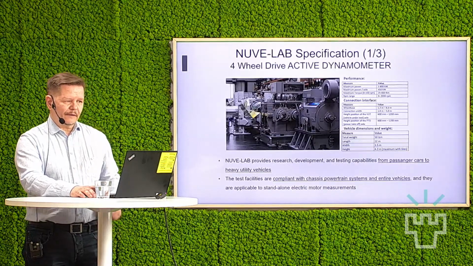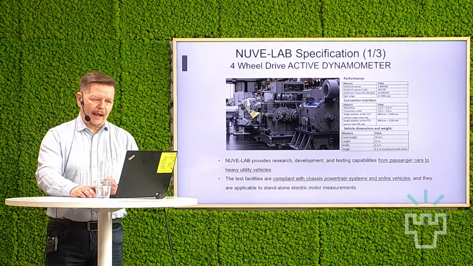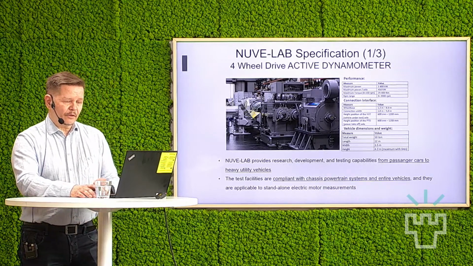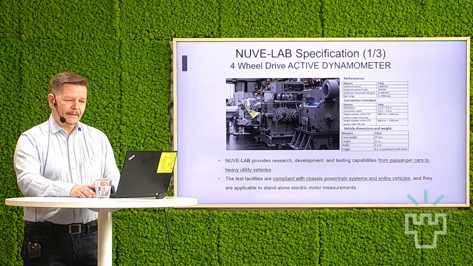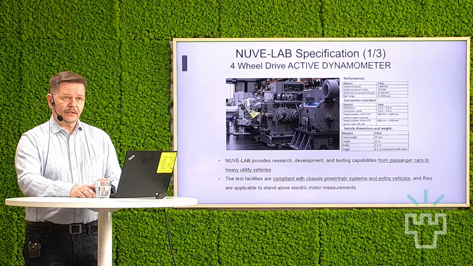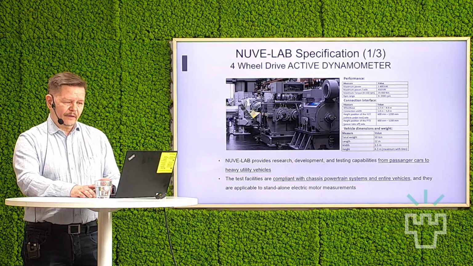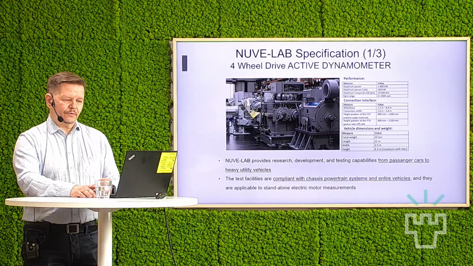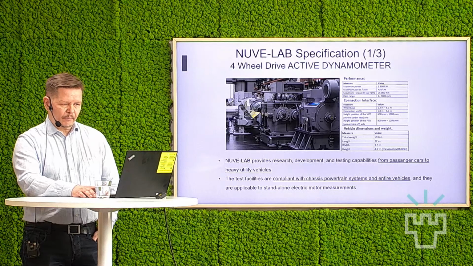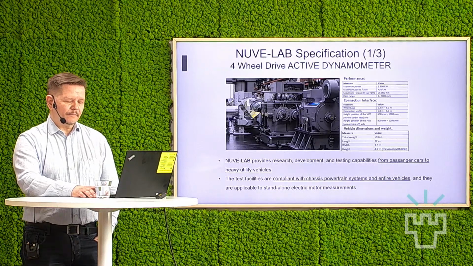The heart of the environment is a four-wheel drive active dynamometer with a maximum power of 1.8 megawatts and maximum torque per wheel of 25,000 Newton meters. We can test vehicles weighing up to 50 tons, and not only entire vehicles but also powertrain systems and standalone electric motor measurements can be done in our environment.